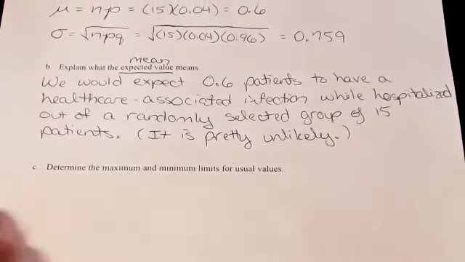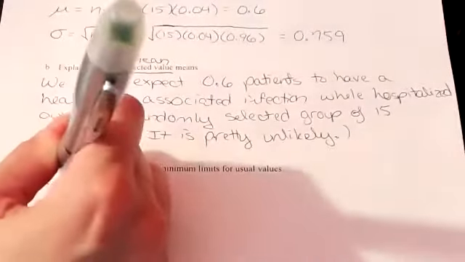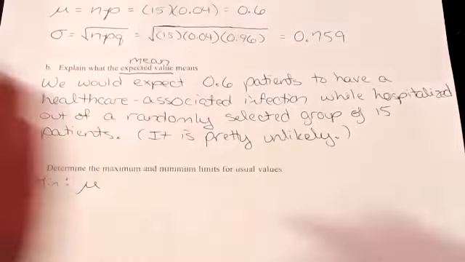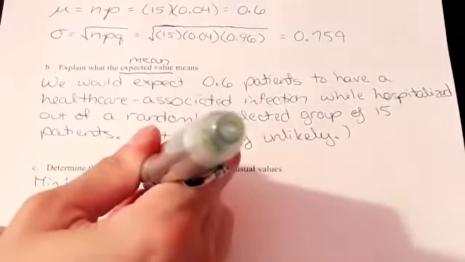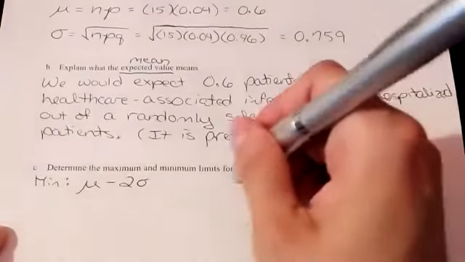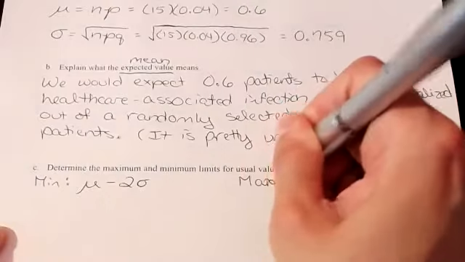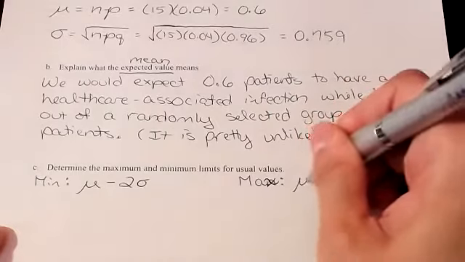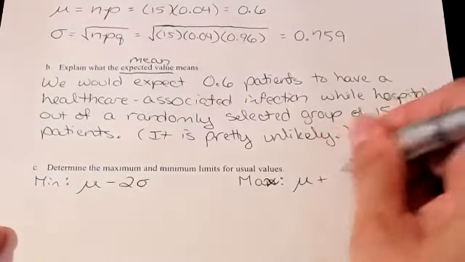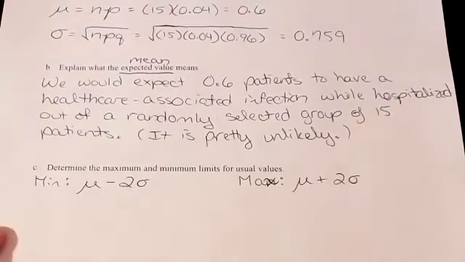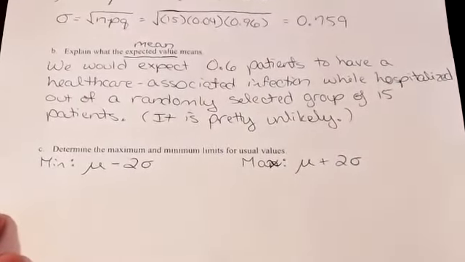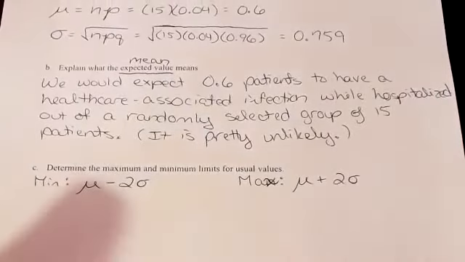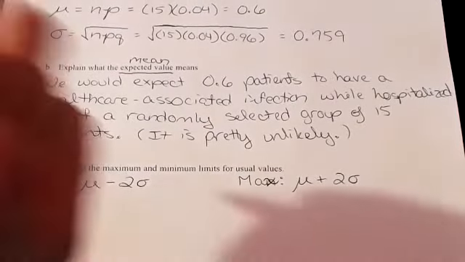We want to determine the maximum and minimum limits for usual values. You know what those formulas are. For the min, take your mean and subtract twice the standard deviation. For your maximum, take your mean and add twice the standard deviation instead of subtract. That's what I get for writing and talking at the same time. Use the values from above. We calculated the mean, we calculated the standard deviation.